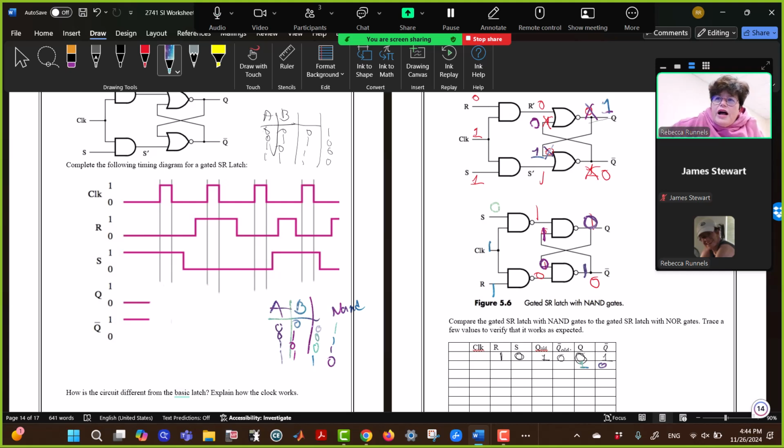So it's hard for me to show the tracing. It's almost something that you have to do on your own and follow through to make sure that you see what's going on with it. So that is the function of the SR latch. So we just traced a few values.